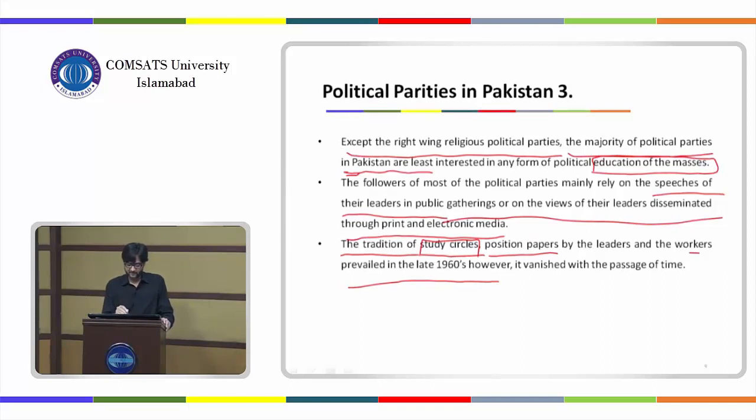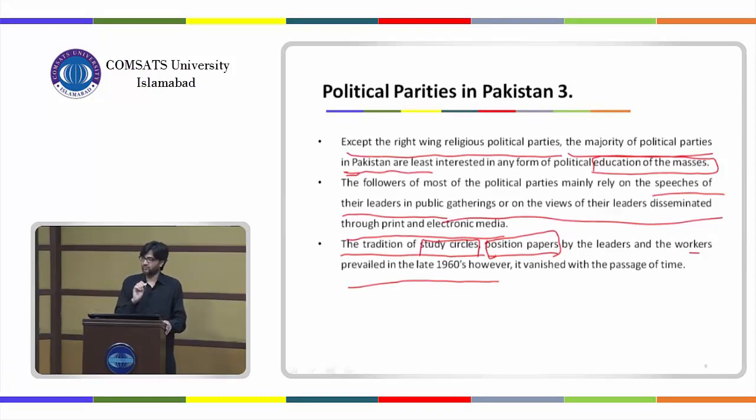Then another thing is the position papers, right? A position paper on different issues: what is the position of the party on this issue, what is the position of the party on that issue. Elections come after every 4 or 5 years, right? But there are many issues which emerge between one election and the other. So what is the position of the party on those issues, and there should be a position paper. Position papers should be regularly published by political parties, but they are not published, right?